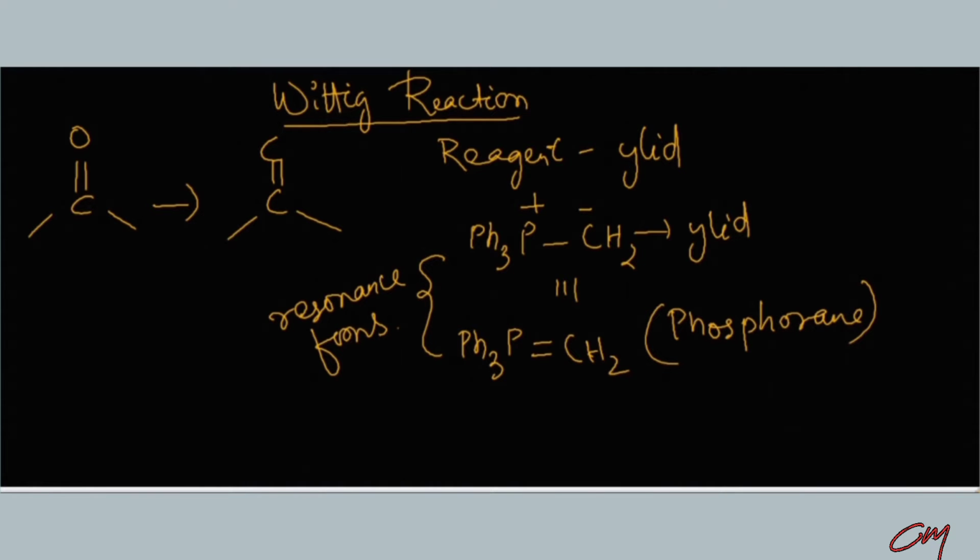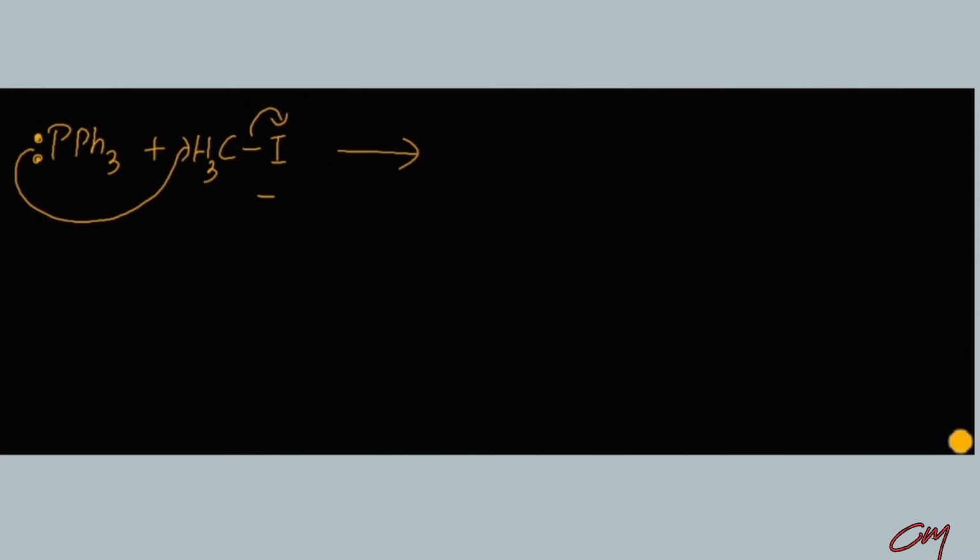So before knowing what the Wittig reaction is, let us first see how this reagent is formed. We will take PPh3, then let us consider methyl iodide. Phosphorus belongs to the nitrogen family, so it has one lone pair, and this lone pair is given to methyl, and methyl leaves this I as I minus. This is an SN2 mechanism.